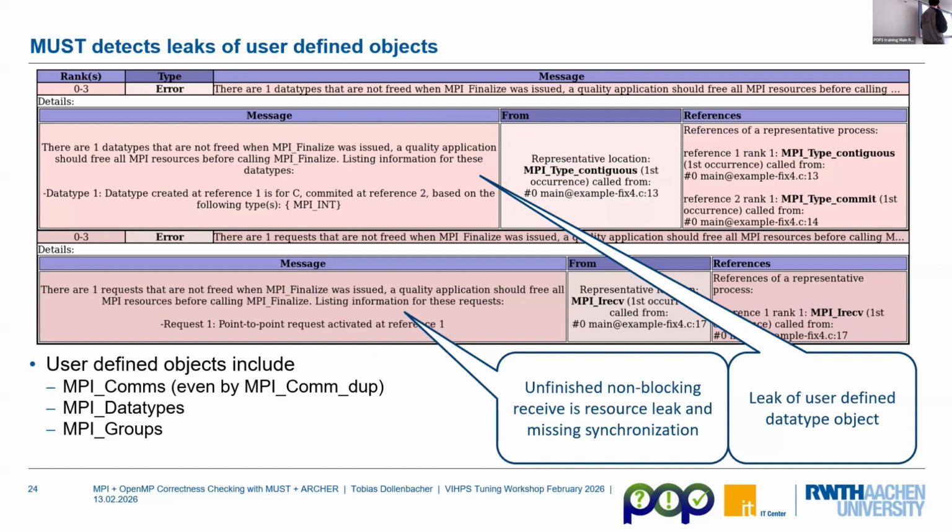For example, here we have first a leak of a user-defined object, which was this type contiguous, which was never freed. If you don't free it, it's technically leaked when we call MPI finalize, so this is reported. The second one that we report here is an unfinished communication when finalize is called. We never waited for the iReceive, which means the iReceive is not finished or could be not finished when we call finalize, which is a pending communication without the synchronization. It's also something that we report in MUST.